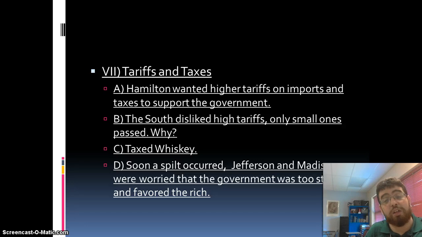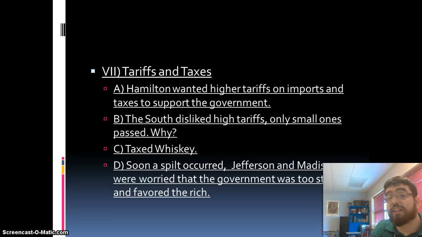So, because of the Southern power, because of the 3/5 compromise from the U.S. Constitution, if you remember that from last time when we spoke about that, only small tariffs passed because the Southern states had more representation in the House of Representatives because of the 3/5 compromise.